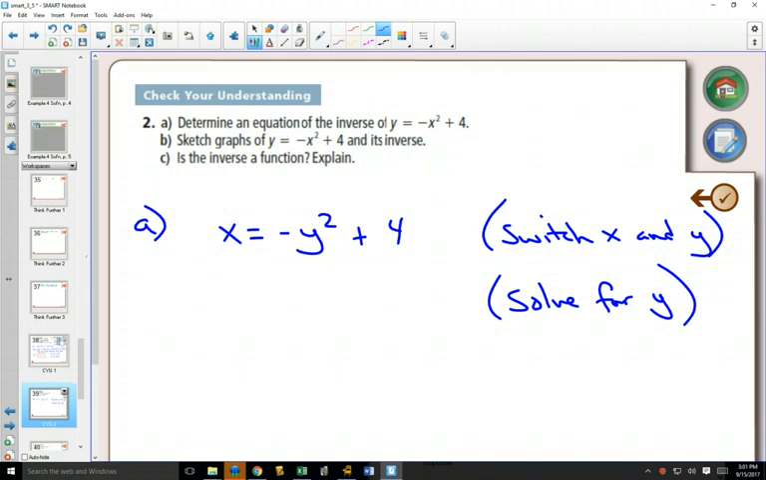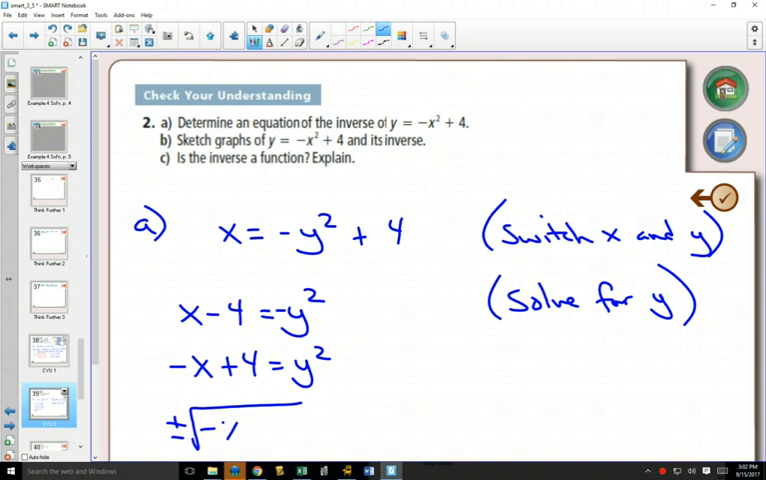So if I take this graph and I move the 4 over, if I want to get rid of that negative, then I can multiply both sides by negative. You could have also moved the y squared over and moved the x over. There's a number of different ways you could go about this. But now that I've got the y squared by itself, I can get rid of the squared by square rooting, remembering that plus or minus in front. And so there's the equation of the inverse.